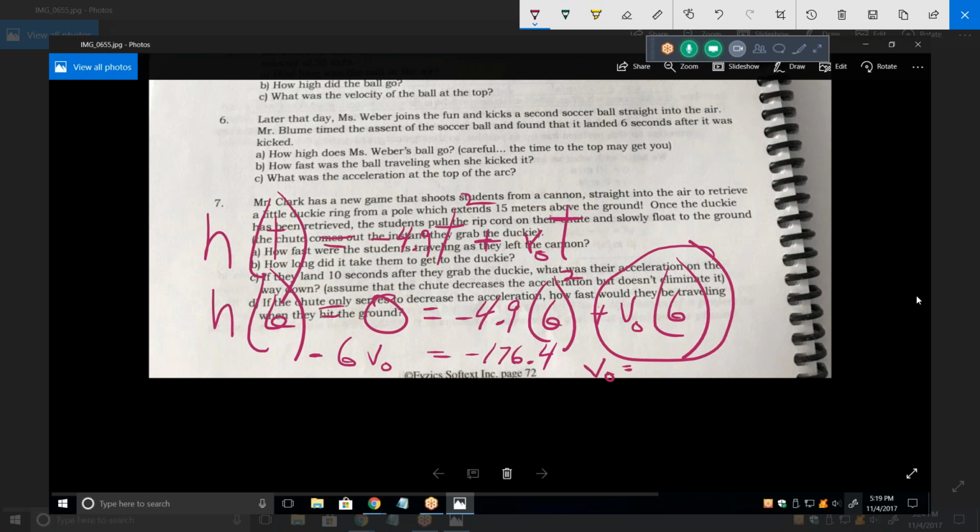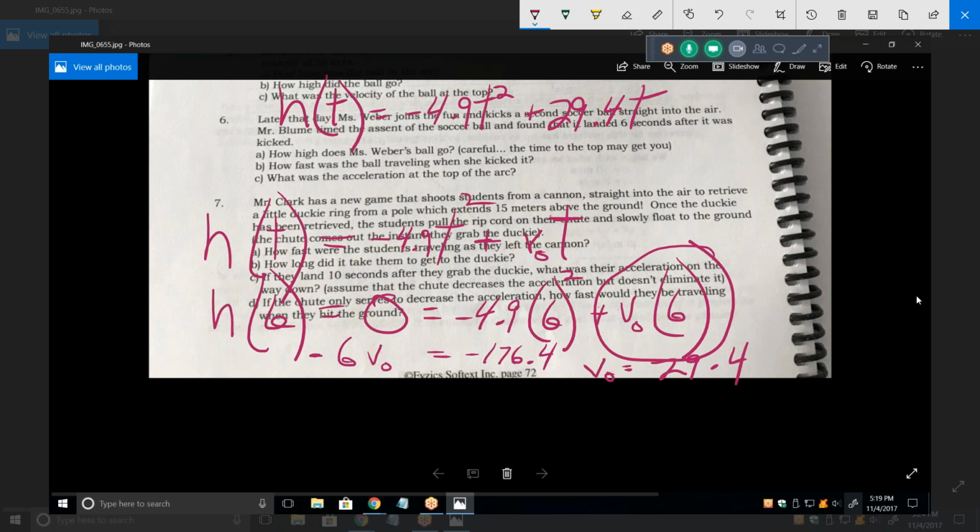I got 29, actually positive 29.4. Yeah, 29.4. Now I know what my equation is, because I just solved for v sub 0. So it's minus 4.9 t squared plus 29.4 t. And if we plug in 6 for t, we would see that h of 6 is 0. So that still doesn't tell us how high the ball is.